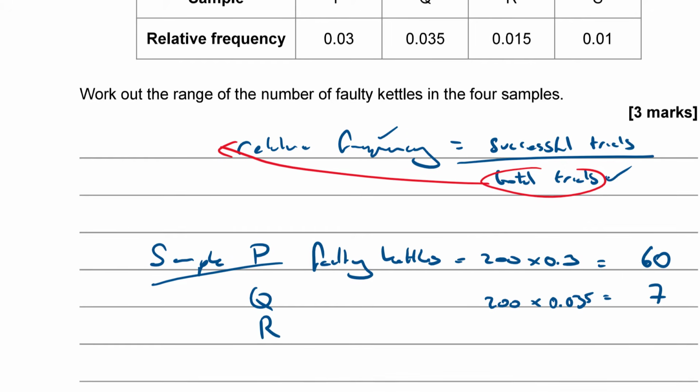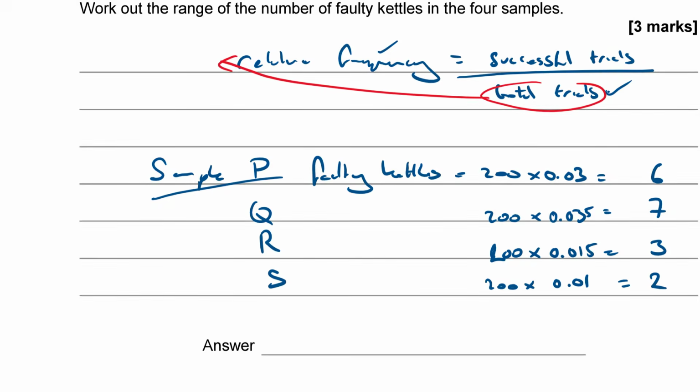For R, we've got 200 times 0.015 comes out to 3 kettles. And then I've got sample S, which had 200 times 0.01 comes out to be 2 kettles. I just noticed I made a mistake up there. That should be 0.03. I thought 60 looked quite large compared to the others. 200 times 0.03 is going to be 6, isn't it? So it's 6, 7, 3, and 2.